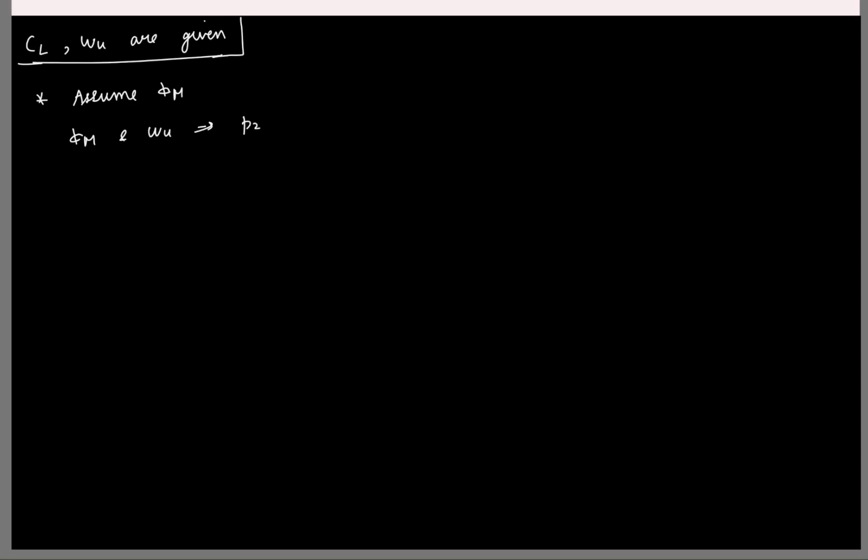Same thing, the moment you are given a load, you first go and design your second stage. That should be a logical progression. Although that need not always be the case, this is a logical thing to do. Now I know P2, what can I find next? P2 is approximately GM2 by CL. It's CL prime, which is approximately CL, it's okay. So now P2 and CL give me GM2.